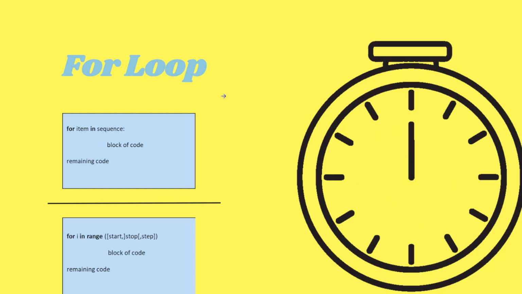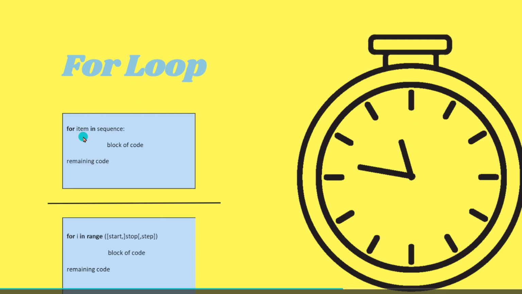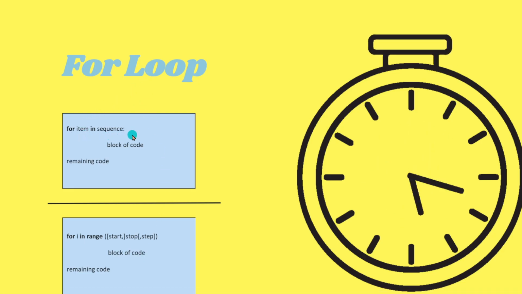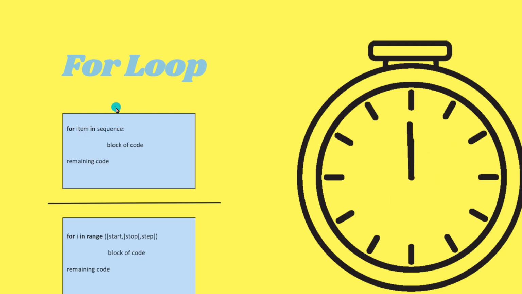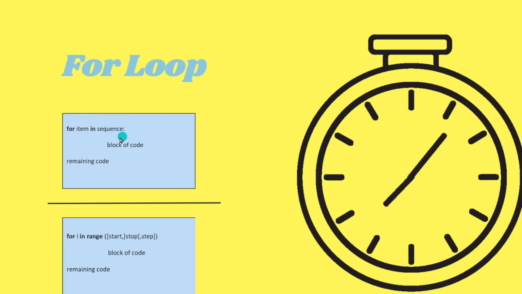Here I have explained two different syntaxes for the for loop. The first is for item in a sequence. Here for and in are the keywords we are using. For each item in the particular sequence, this block of code gets executed, and once the sequence is completed it will run the remaining code. This is one type of for loop.